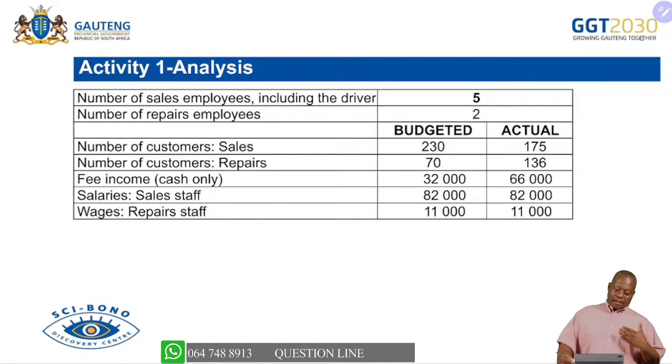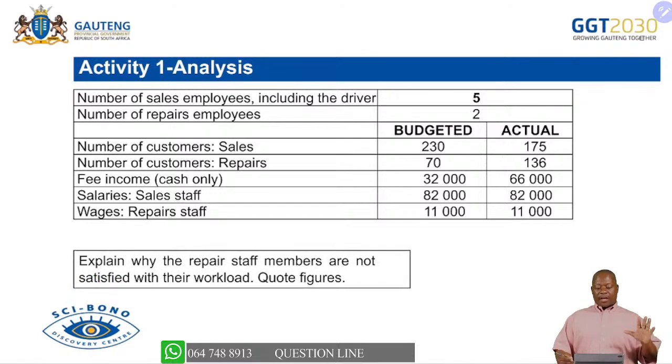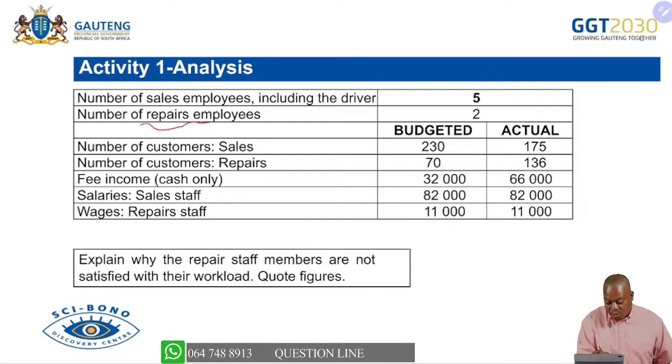And then let's look into the next part. Now, still looking into the same information where we have got the number of employees as 5 and then 2 for repairs. Now, they are saying here, explain why the repair staff members were not satisfied with their workload. Now, we are no longer interested in the sales staff, guys. We are now interested in the repair staff. How many are they? 2.